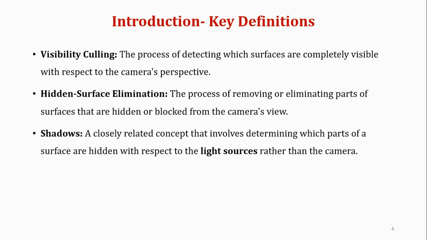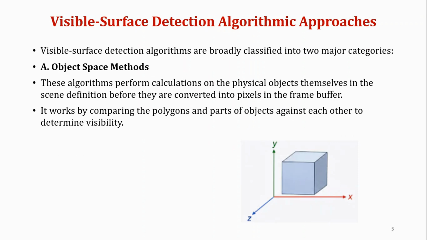The third one is shadows. Shadows are closely related to visibility. Instead of determining visibility from the camera's angle, shadow algorithms decide visibility from the perspective of the light source. If an object blocks light from reaching another surface, a shadow may be produced. These concepts are fundamental to understanding the realism of computer graphics and how computers render images.